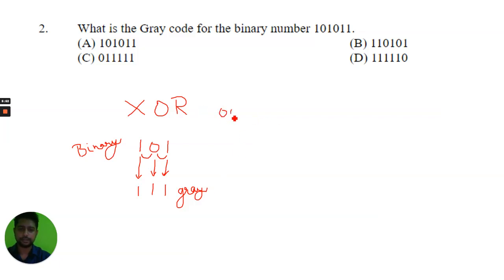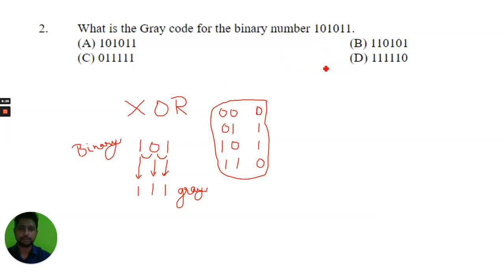In XOR, for 0 and 0 the output is 0. For 0 and 1 the output is 1. For 1 and 0 the output is 1, and for 1 and 1 the output is 0. So this is basically the XOR truth table. If we follow this truth table, we can find out the gray code for this one.